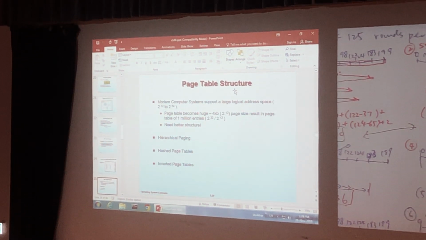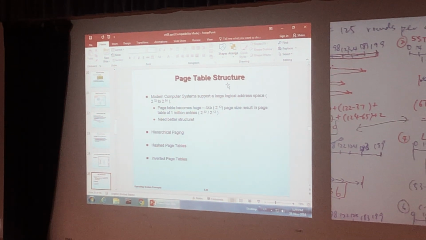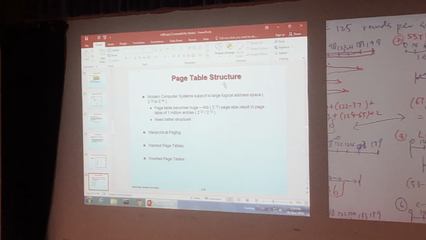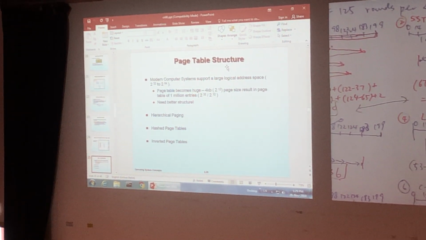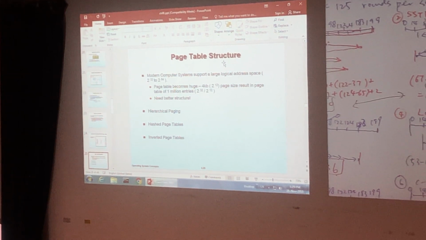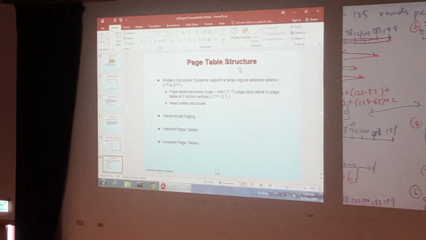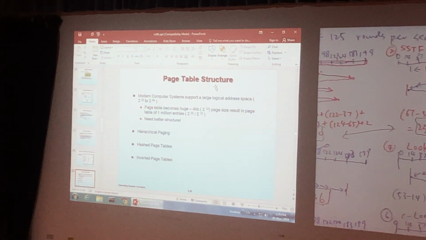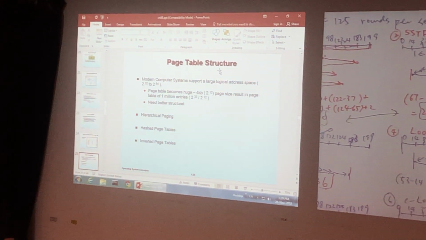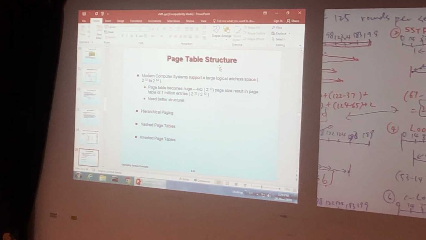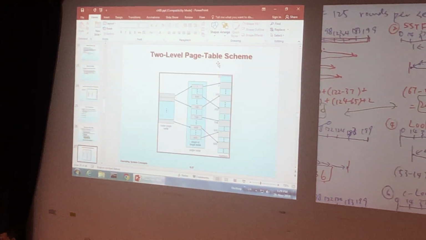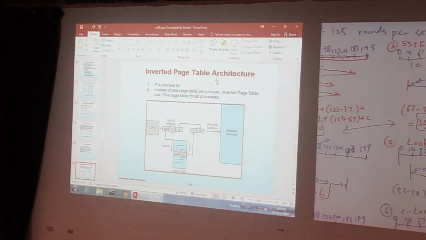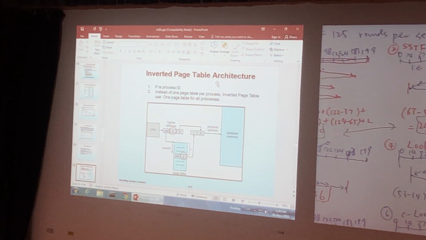With page table increasing, we can organize paging in 3 different ways: hierarchical paging with multiple levels of page table, hashed page table, or inverted page table. Other than inverted page table, in all the rest we have 1 page table per process. They have their own page table. With inverted page table, we have 1 huge table for all the processes. Make sure you understand the benefit and drawback.